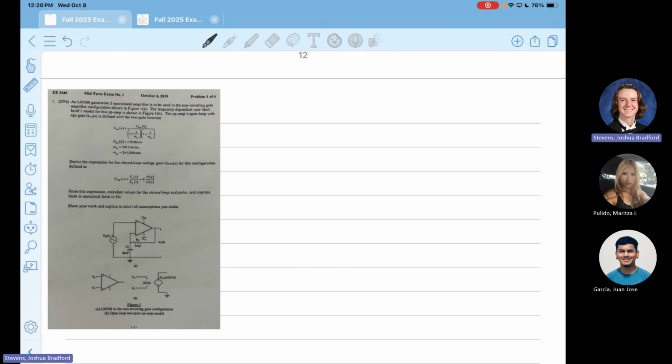So yeah. Okay, so let me read this. An LM308 Generation 2 operational amplifier is being used in the non-inverting gain amplifier configuration above in Figure 1A. The frequency-dependent near-ideal level 1 model for this op-amp is shown in Figure 1B. The op-amp's open-loop voltage gain, G-vol of S, is defined as a two-pole function right below.